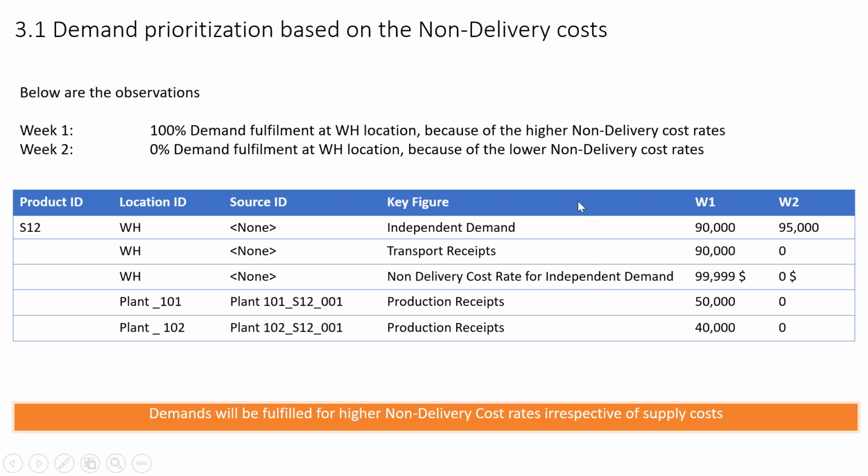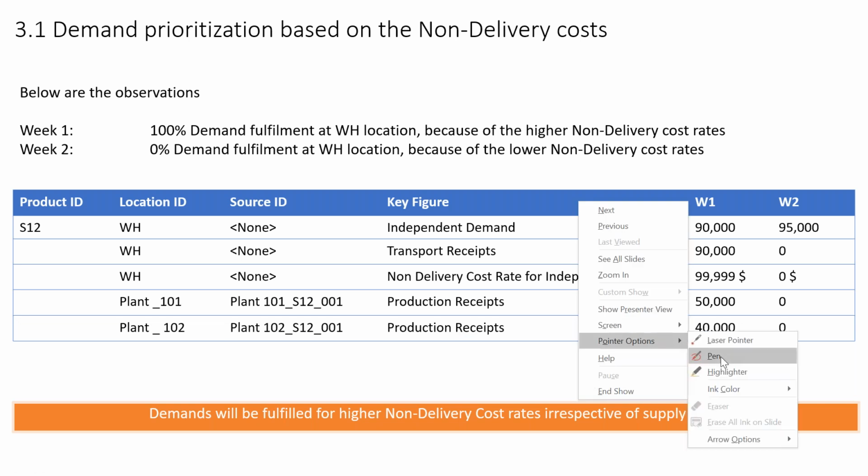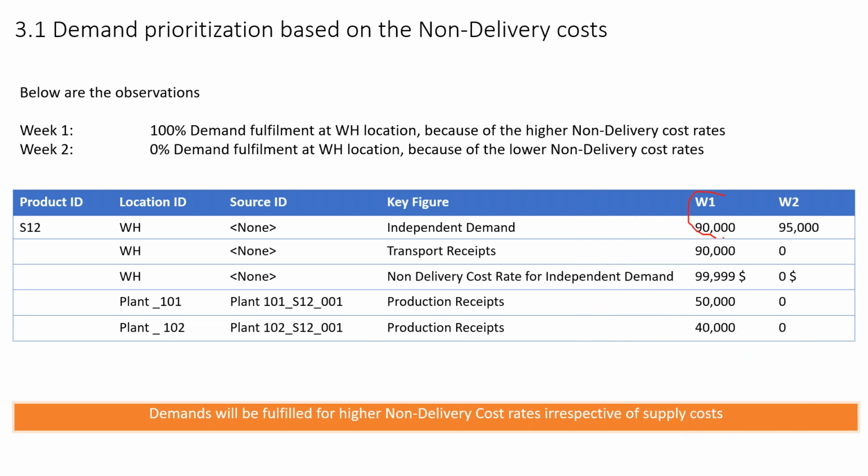So I run the optimizer. What happens? This week one demand would be prioritized. Why? Because you mentioned a high non-delivery cost rate. That means you're telling the system that if I don't deliver it, I incur this much cost. So week one I have to do. That's why plant one ran at a full capacity of 50,000. Plant two did 40,000. Total is 90,000. It ships 90,000 to the warehouse.